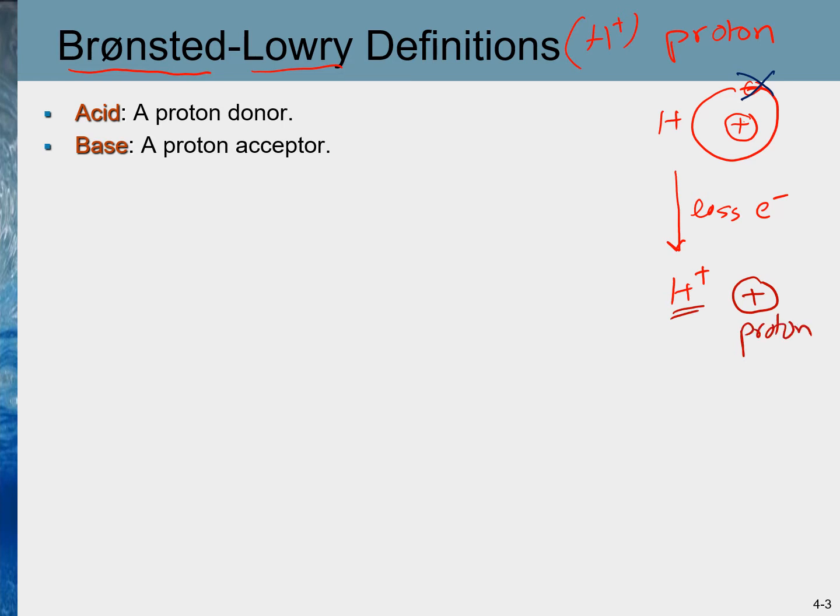So therefore, we also call the Bronsted-Lowry definition the transfer of proton. According to the Bronsted and Lowry definition, an acid is a substance which donates a proton. Now remember, although we are saying it donates a proton, we refer to the proton as H positive. And similarly, a base is a substance which accepts a proton.